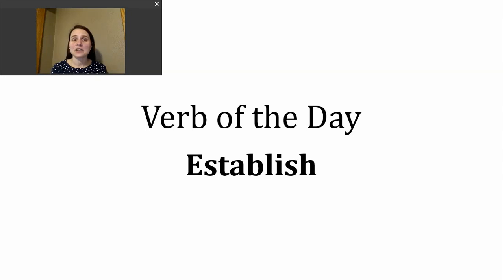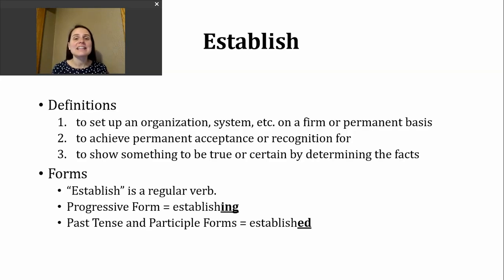Hi, it's time for another verb of the day. Today's verb is establish. Let's look at a few definitions.